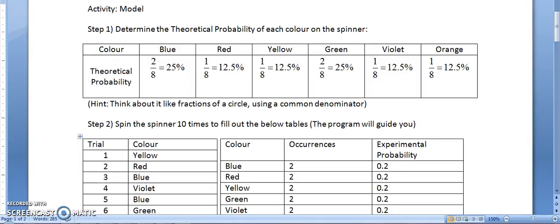So you have completed your activity. Here is my filled out version. I did the activity just as you guys did, and here is my copy. So first I had to calculate my theoretical probability.